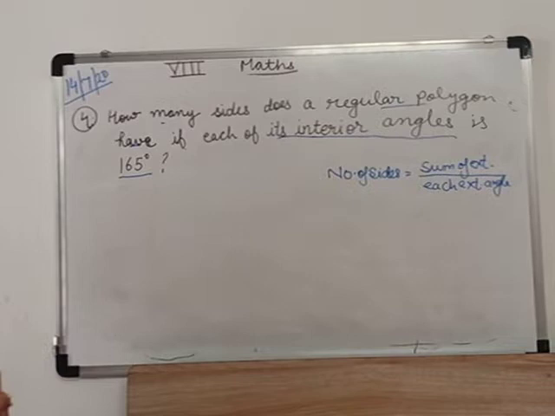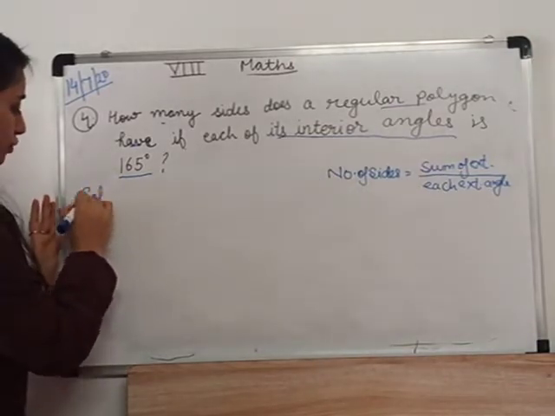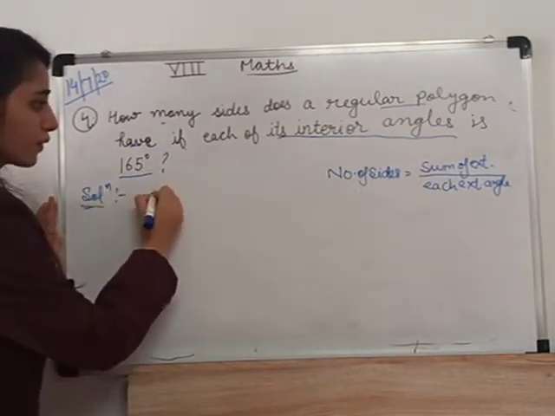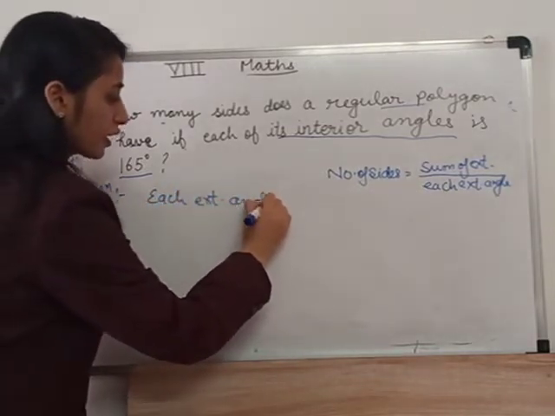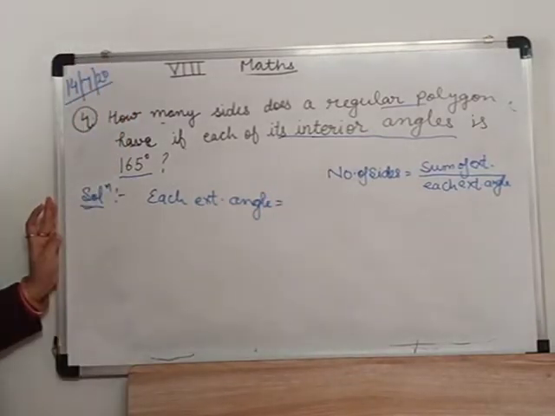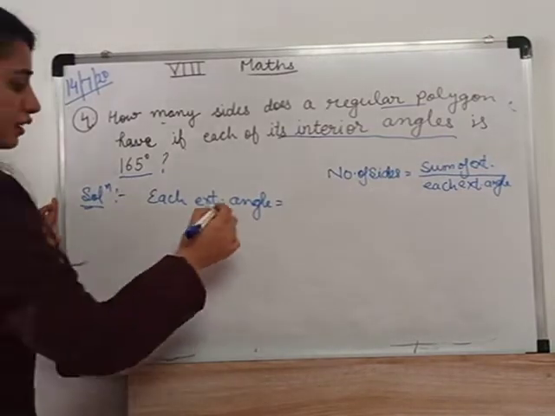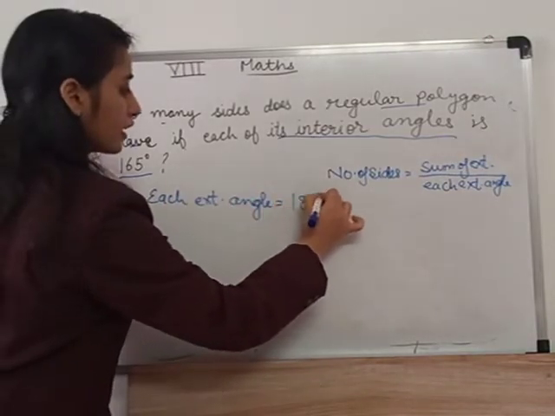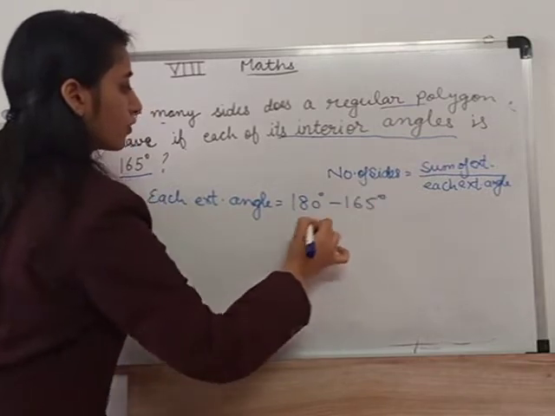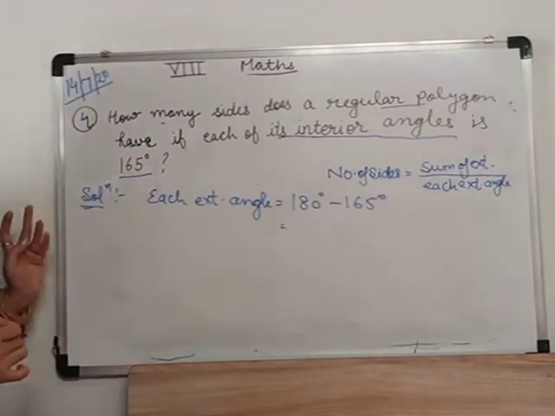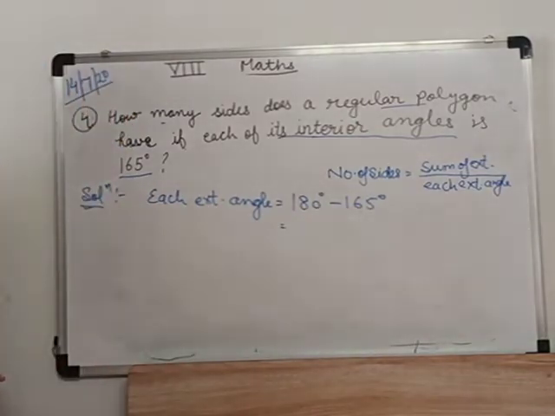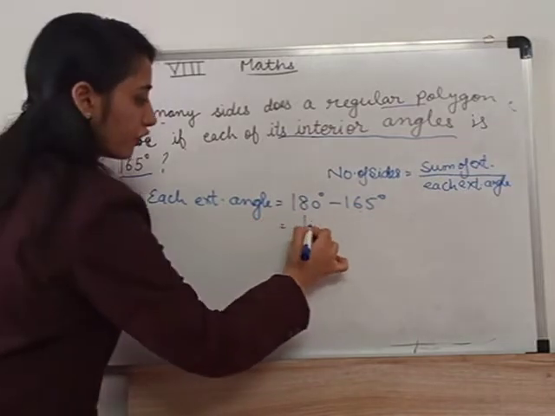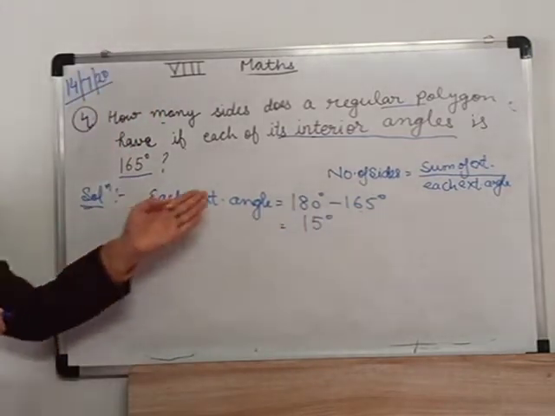The measure of each exterior angle is equal to 180 degrees minus 165, and that is the exterior angle. See, 180 minus 165 is equal to 15 degrees. Okay. How is this formula obtained?